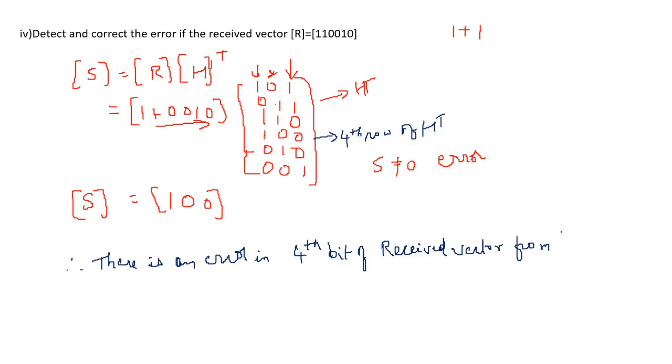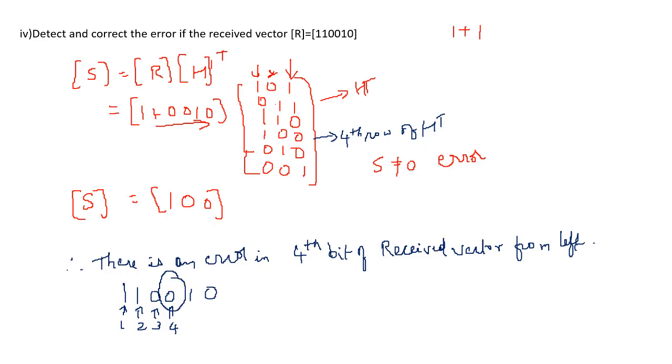from the left. So if we write the received vector as 1 1 0 0 1 0, this will be the first bit, second bit, third bit and fourth bit. So the syndrome is going to tell you that there is an error here in the fourth bit.